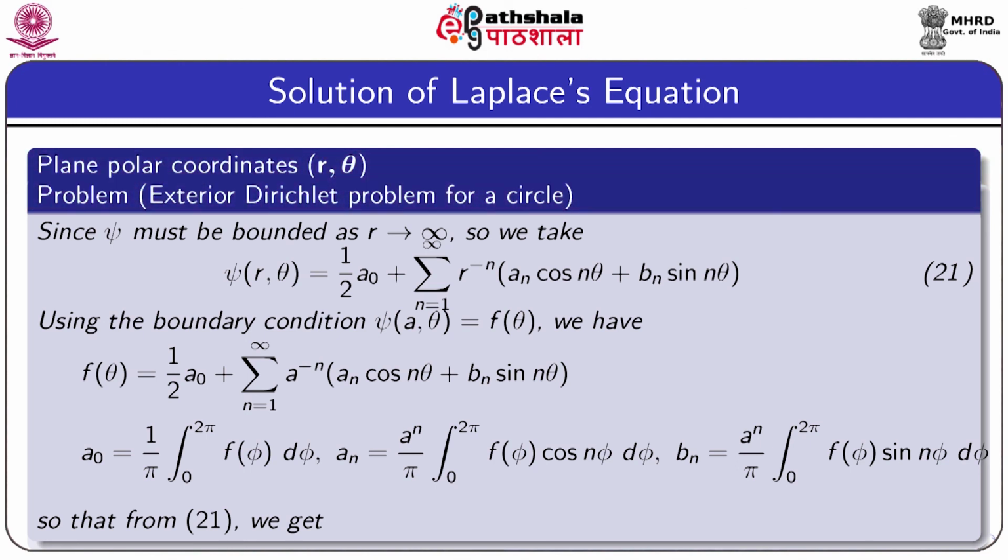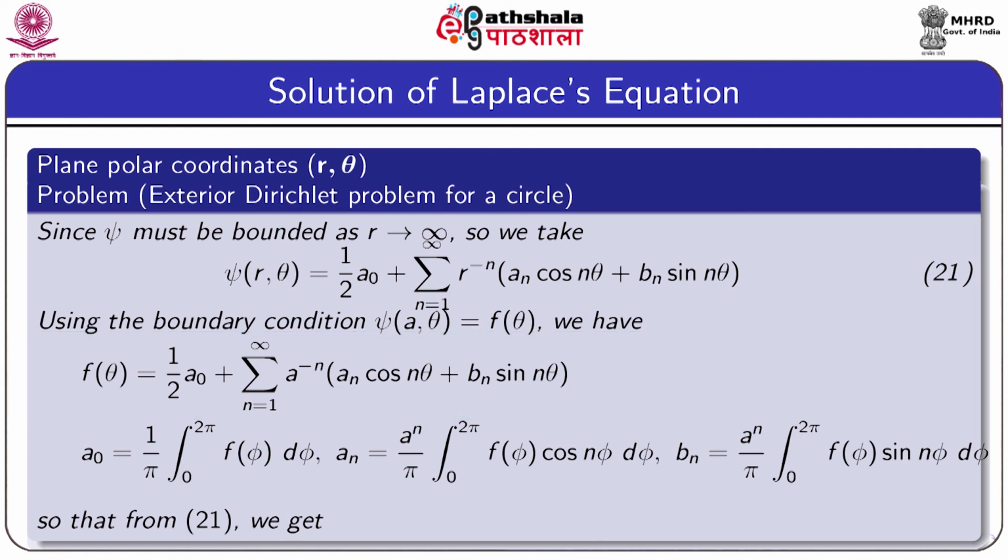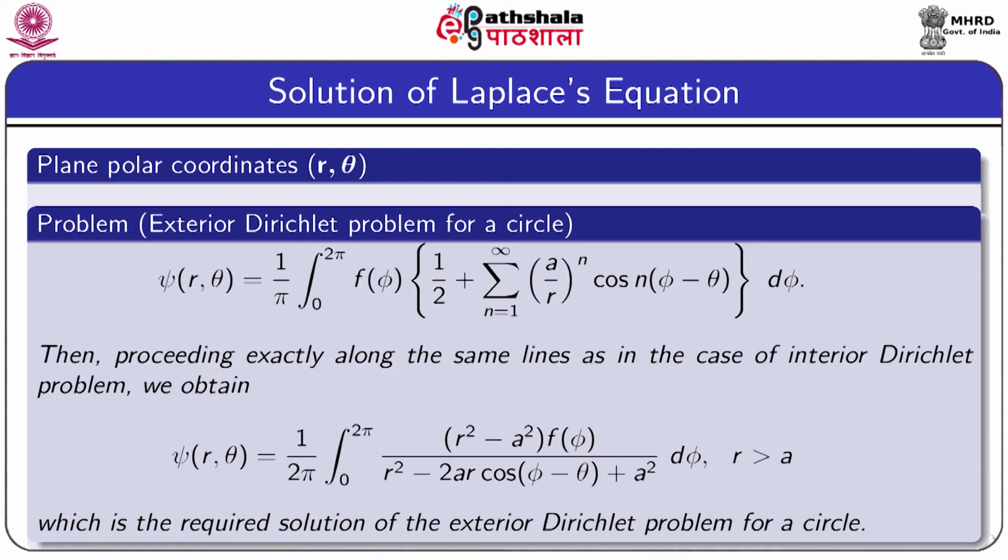Now, if we use the boundary condition psi(a, theta) equals f(theta), we get f(theta) equals half a_0 plus the sum from n equals 1 to infinity of a to the power minus n (a_n cos n theta plus b_n sin n theta), and using the Fourier series we can obtain the values of a_n and b_n, which are written here. Thus, the solution of the exterior Dirichlet problem becomes psi equals, which is given here.